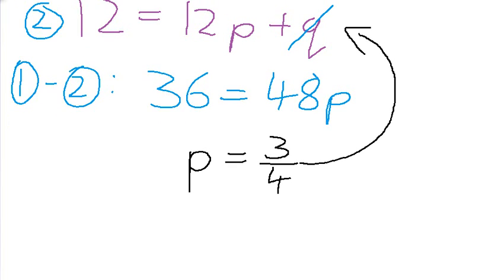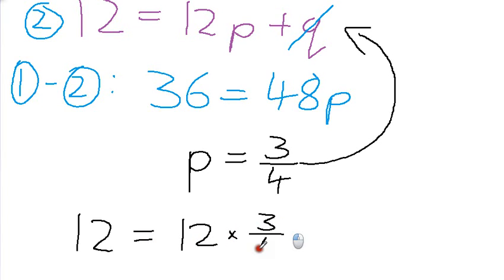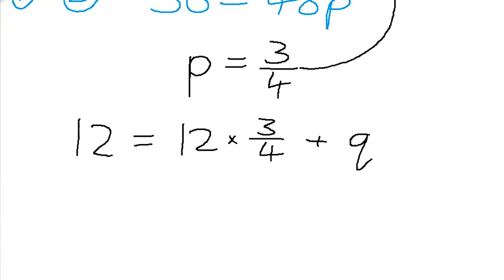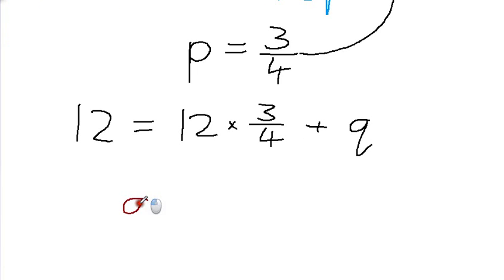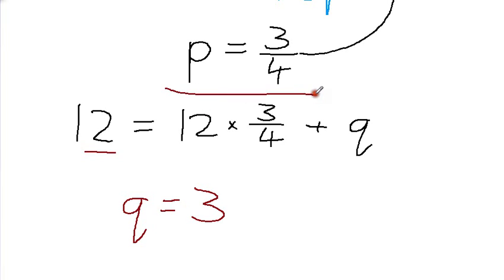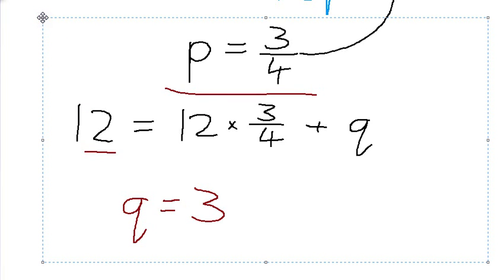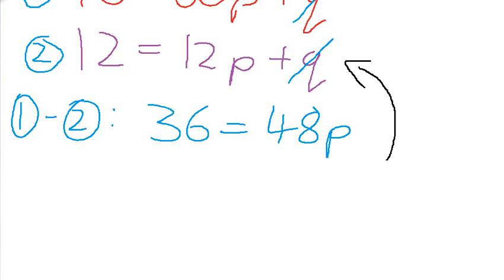So 12 is going to be equal to 12 times 3/4 plus Q. If we do that, some of you will be able to work this out already. Q is going to be equal to 3, because 12 times 3/4 is 9, and 9 plus 3 is 12. So Q is 3, we've proved that P is 3/4, that's 5 marks done, and we've just got a little 1 marker to go. So let's get rid of that.